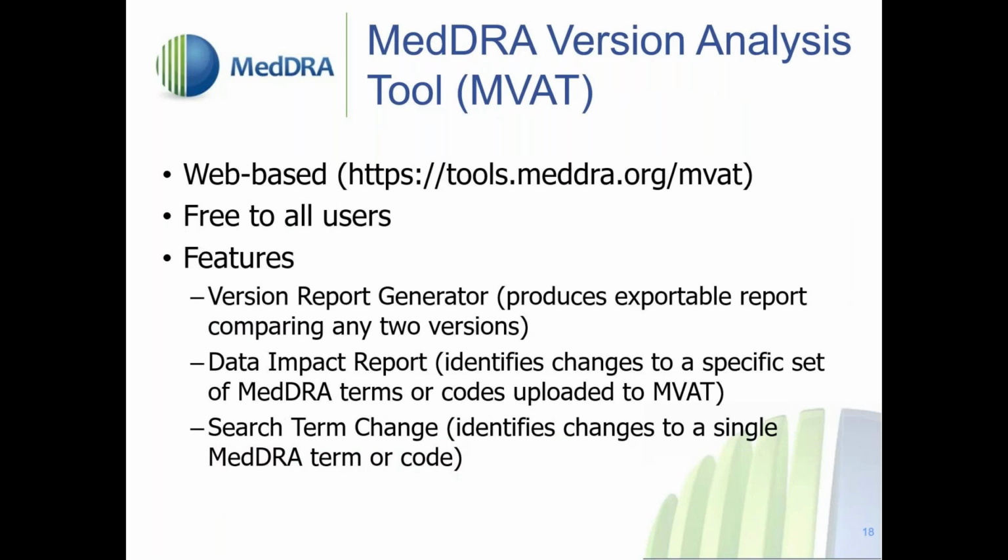So it is a web-based tool. It's available to all subscribers, so it's free. And it gives you the option to do three kinds of searches. The first one is that you can run your own version report, and you can not only run it the way we submit it to you with every version release against the last version, you can actually compare any two versions of MedDRA. So if you have data that was coded, for example, in version 25, and now you're at version 28 and you're interested in analysis, you can actually run a version report comparing 25 to 28 and see what changed in those two versions that could impact my data.